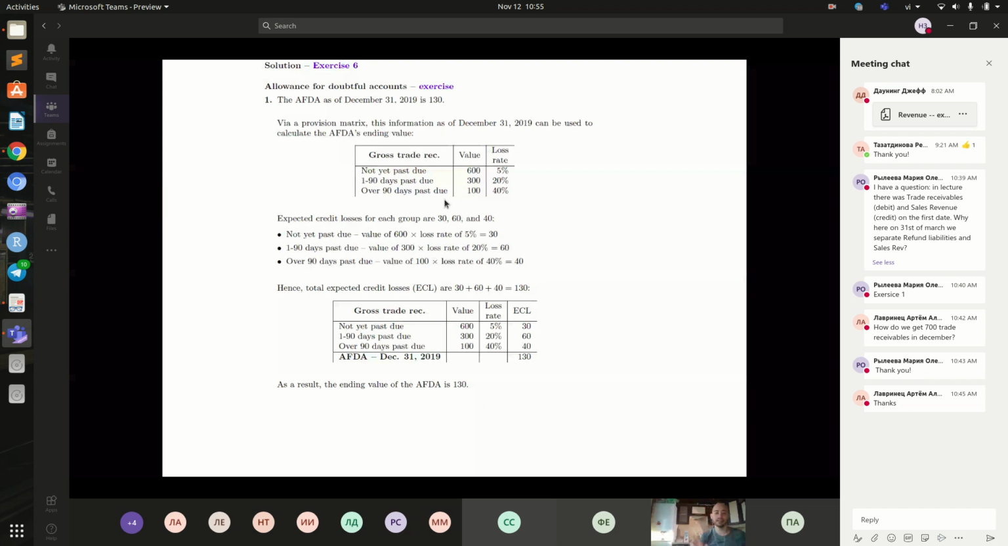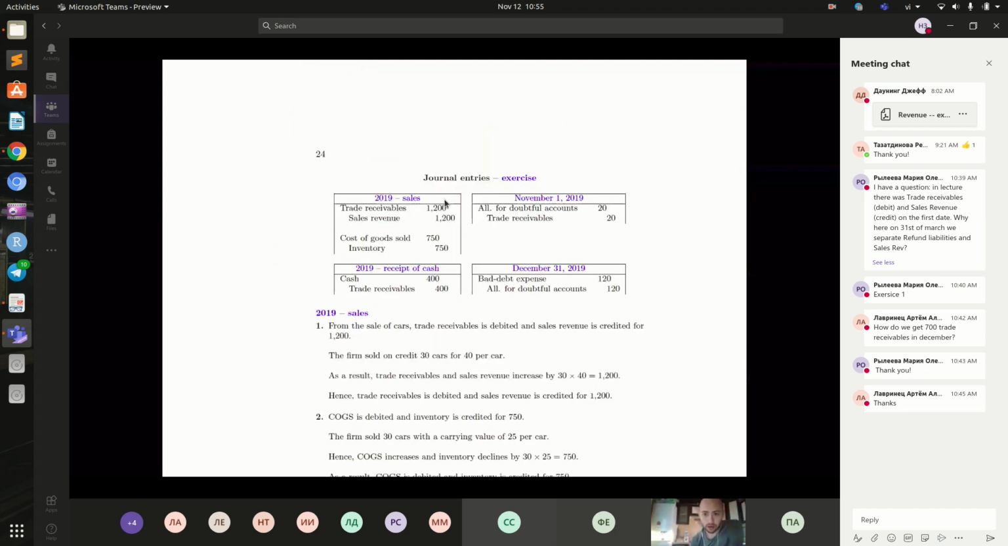So we have not yet past due, value 600, loss rate 5%, hence ECL 30. Within 90 days past due, value 300, loss rate 20%, hence 60. And over 90 days past due, value 100, loss rate 40%, hence 40. The AFDA is the sum of these items.